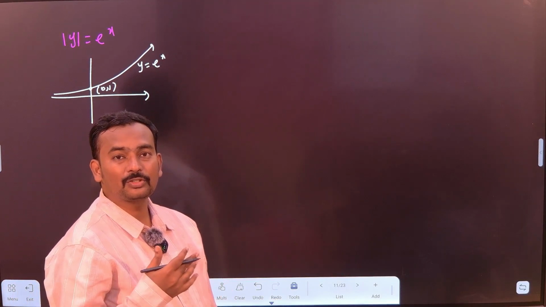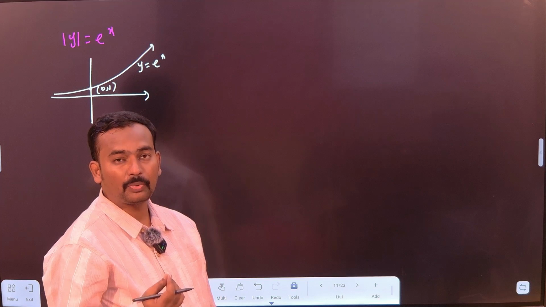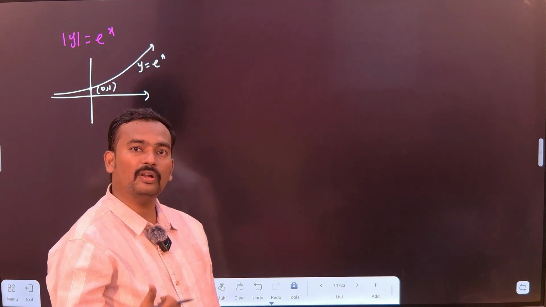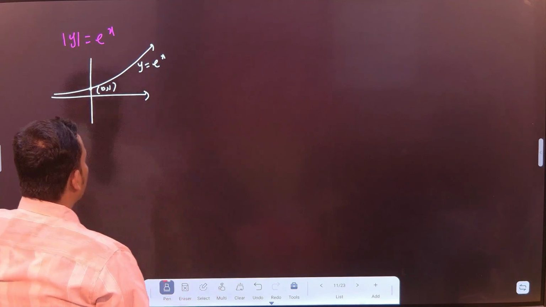The x-intercept does not exist because e power x is greater than 0 for all x belonging to real numbers. It cannot be 0.